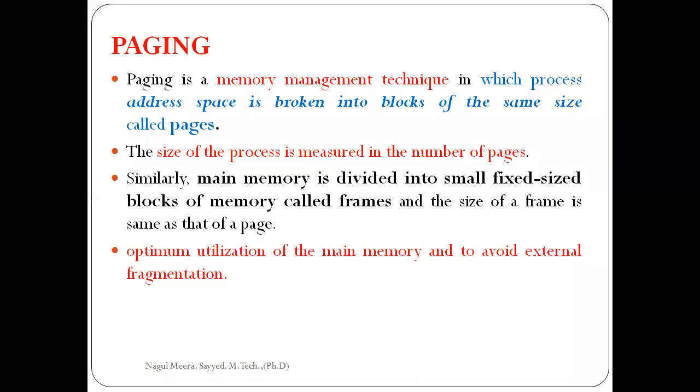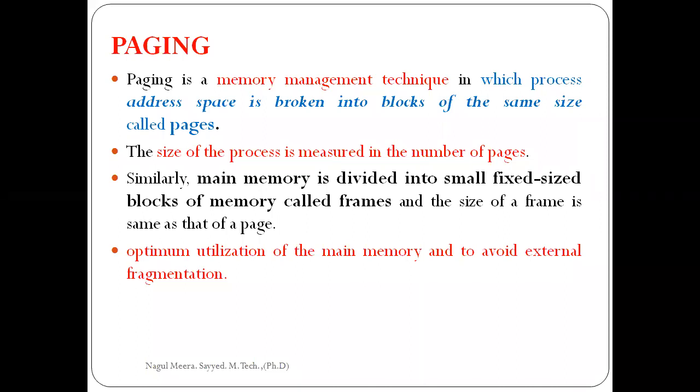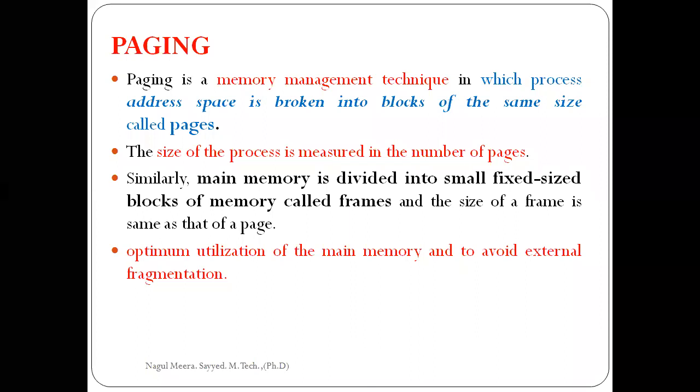Now my doubt is, what is the meaning of process address space? If you want to know the process address space, recall the definition of process. Simply, a process is a small piece of the program that is in the memory, in execution by the CPU. So we can say a process is under execution, which means it must be in the main memory, executed by the CPU.